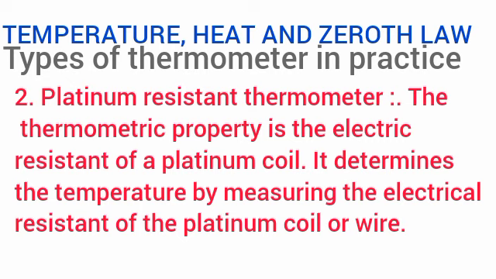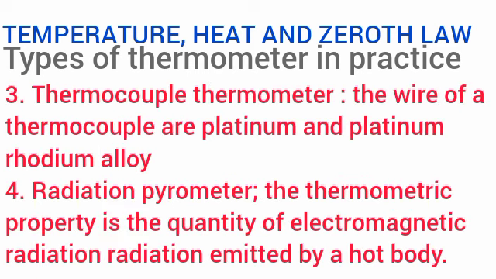We also have the platinum resistance thermometer, whose useful property is the electrical resistance of the platinum coil. It determines the temperature by measuring the electrical resistance of the platinum coil or wire. We also have the thermocouple thermometer. The wires of the thermocouple are actually platinum and platinum-rhodium alloy. We also have the radiation pyrometer, whose thermometric property is the quantity of electromagnetic radiation emitted by a hot body.